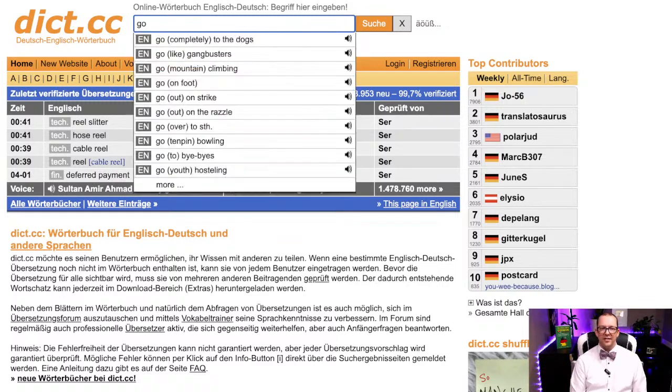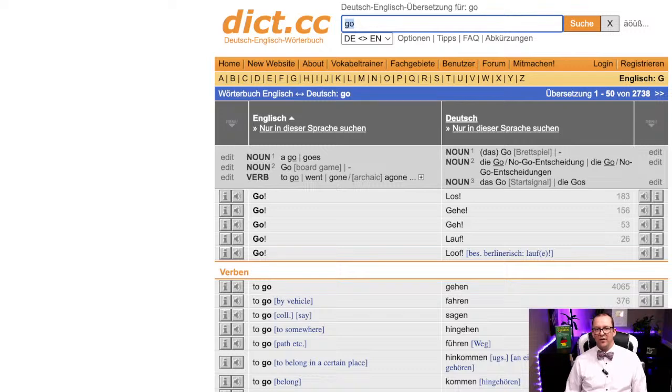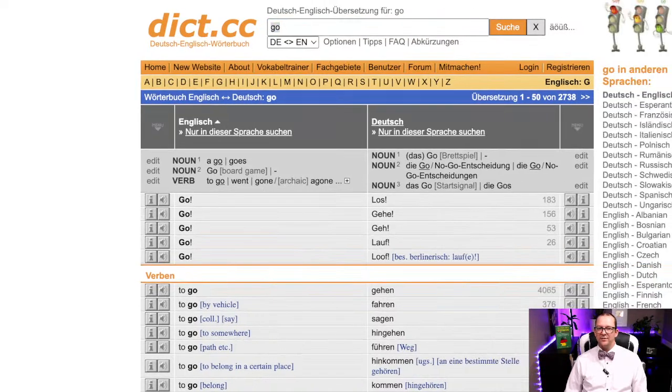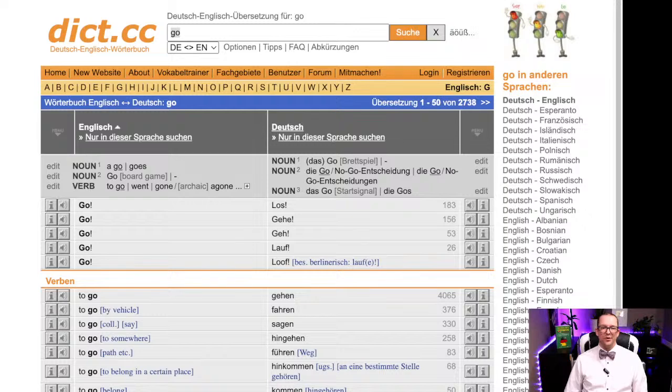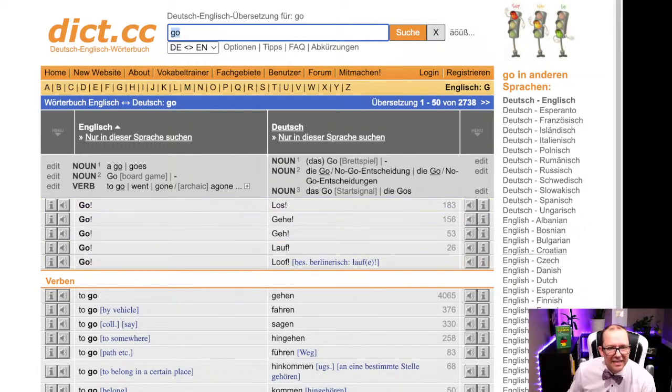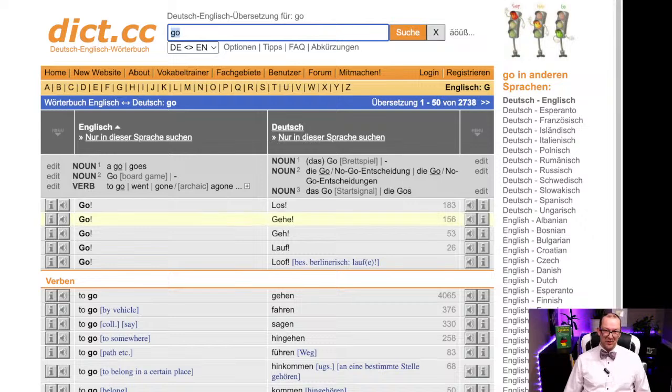So for instance, if I just type in the word go, you will find a bunch of irritating answers to this. From any dictionary that you go to. So we have the very first ones up here are commands. They just say go, as in los, or gehe, or geh, or lauf. And they even have one down here which is Berlinerisch, Berlin dialect, which just says luf, luf, luf. The Berliners. Anyway, so these are all just ways of telling people to go.